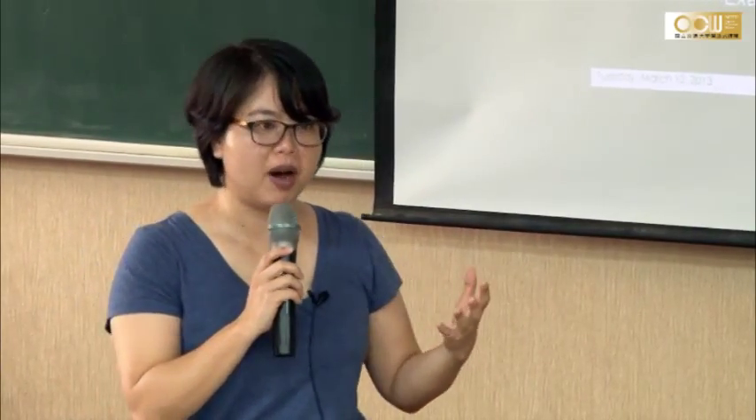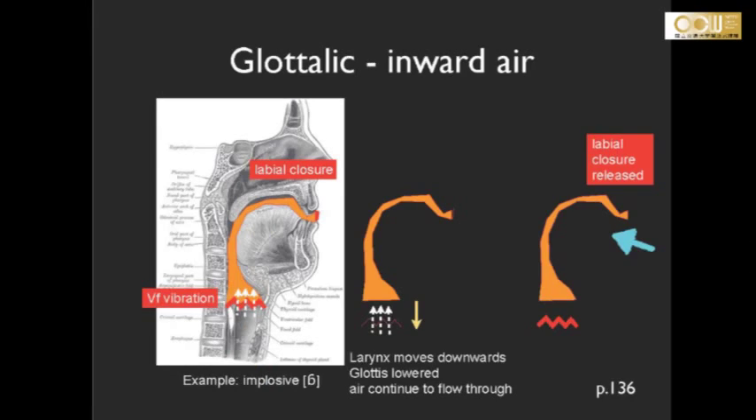So when you're doing the ba and the ka ka ka, you're not using the air from your lung. That's why we call them non-pulmonic. And it's possible for human beings to do that. And in some languages, they use this type of sound in their language.